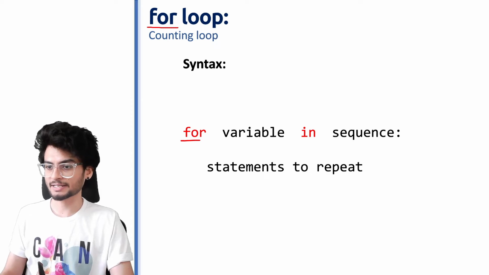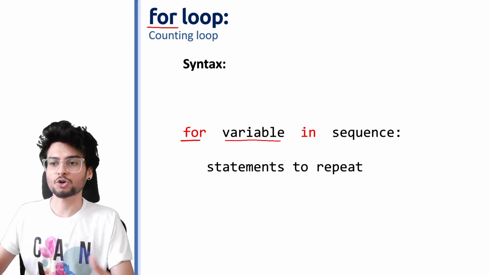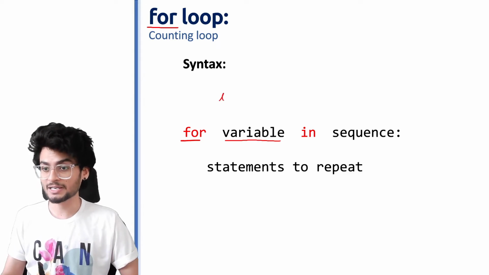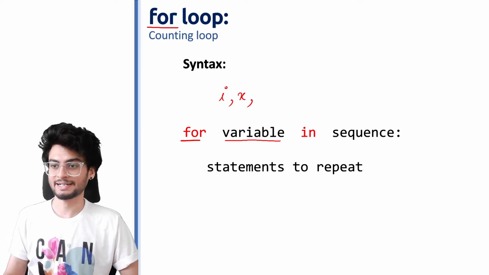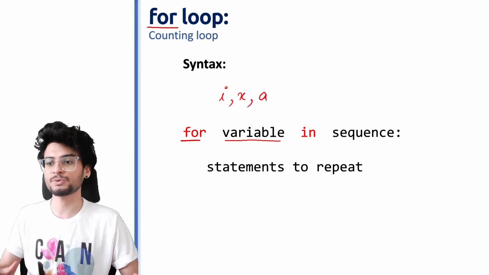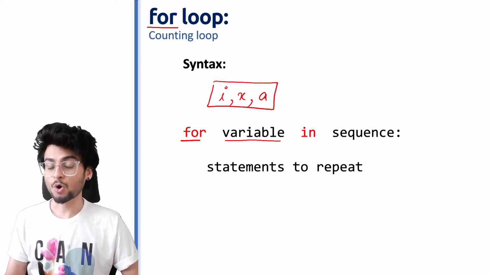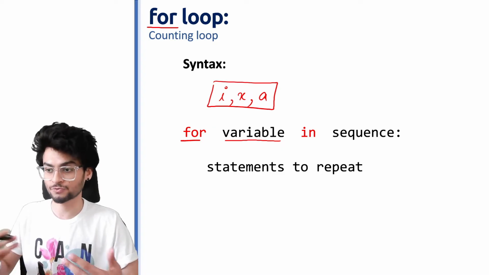Next important part is you have to use a variable. Now this variable does not have a lot of value क्योंकि आपको सिर्फ यहाँ पर variable का नाम देना है. It can be I, it can be X, it can be A, whatever you like. You just have to name a variable. This variable can or cannot be used inside the statements for the repetition.